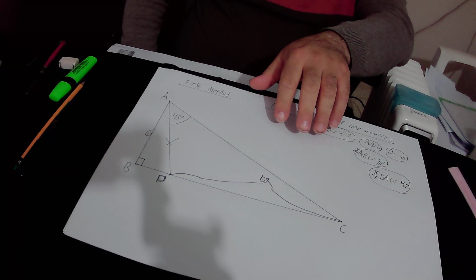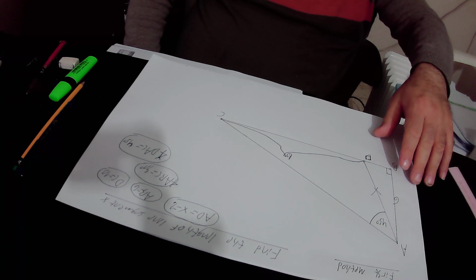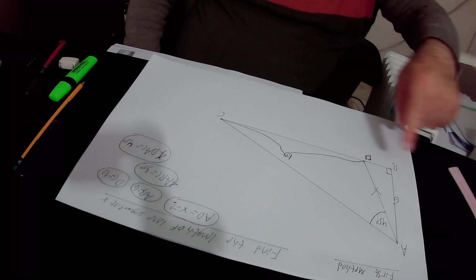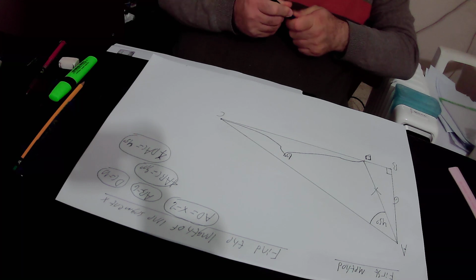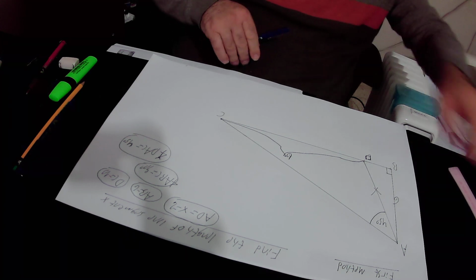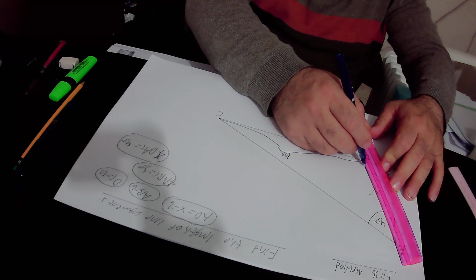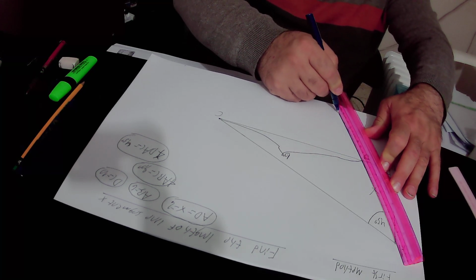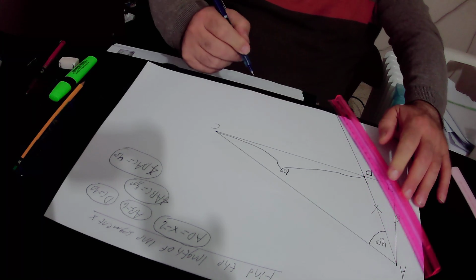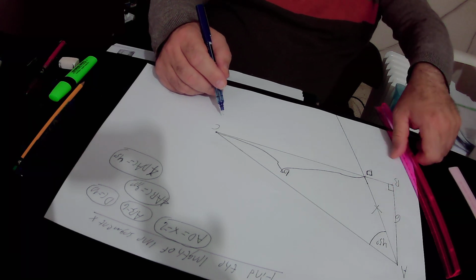and we'll do a construction. We'll extend line segment AD by a straight line, and from point C we will draw a perpendicular to the extended AD.